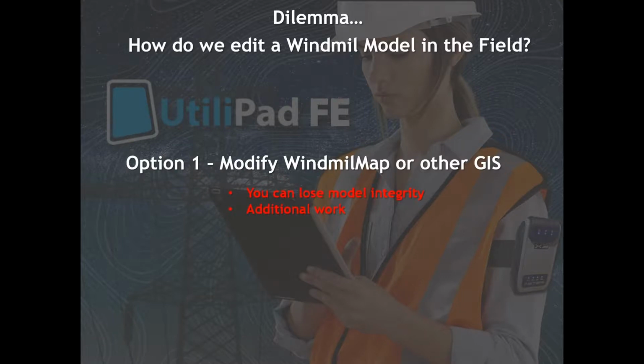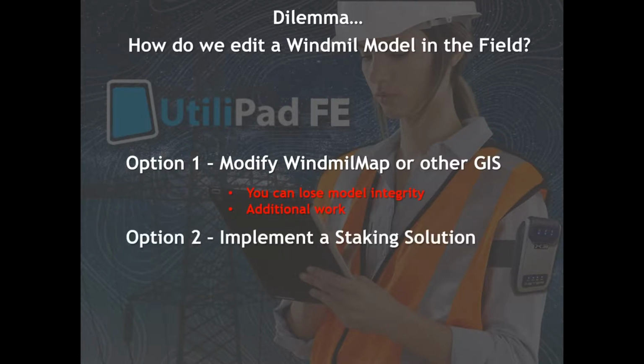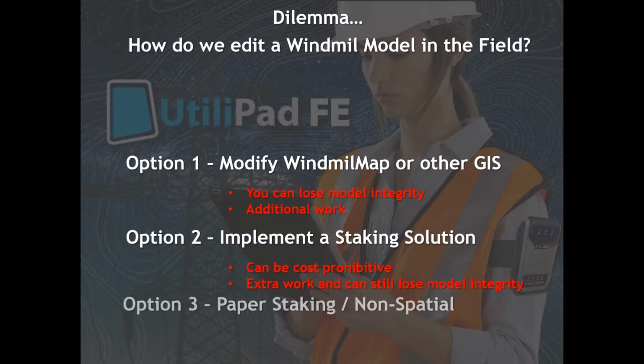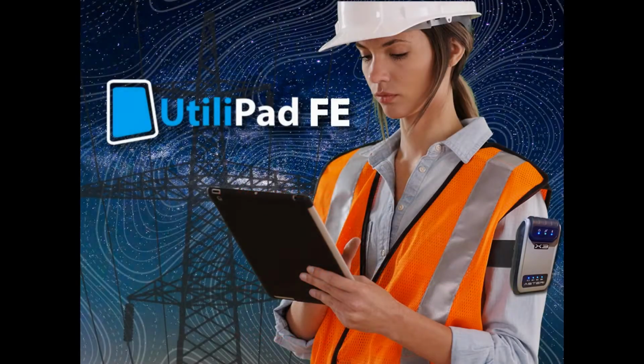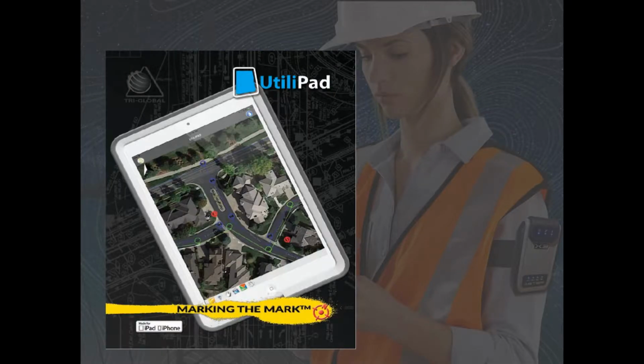Well, conventionally you could do one of several different options. You could modify the windmill map directly and then have to carry those changes over to windmill, which is dangerous. You could implement a staking solution, or you could use some sort of paper staking or non-spatial method. All of these options had dilemmas. They were cost prohibitive for some users, and they don't ensure your windmill model integrity, which is the most important thing.